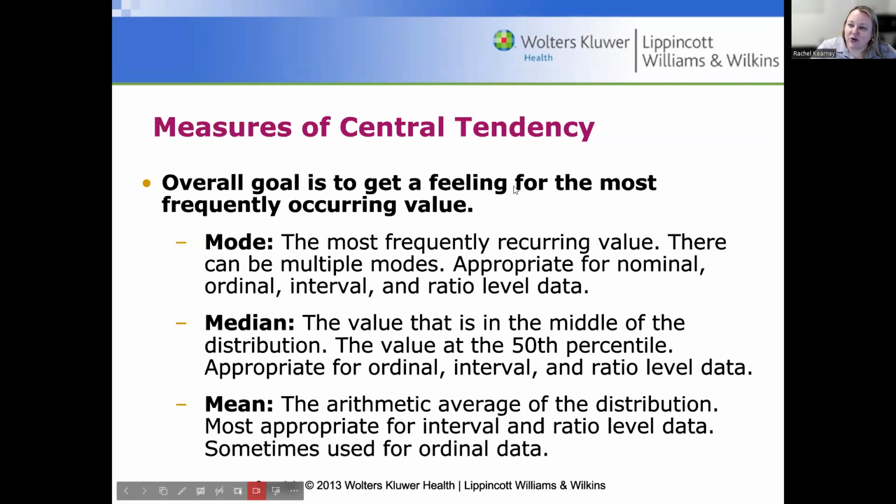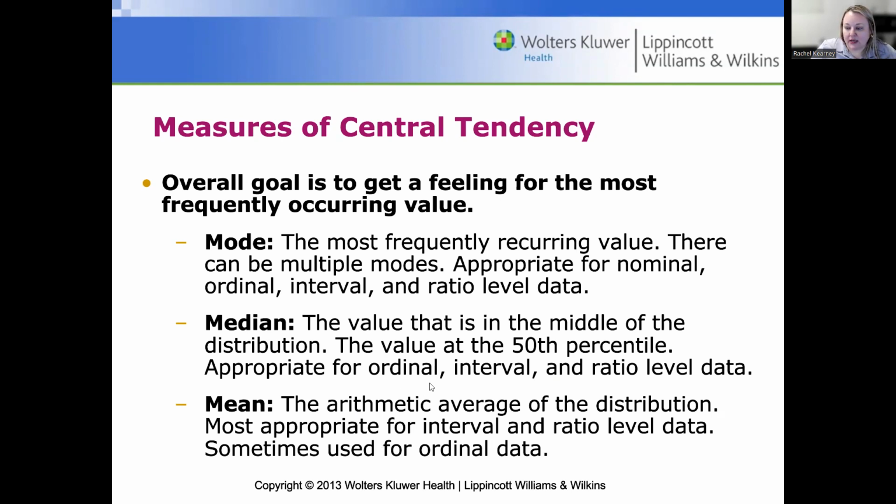Measures of central tendency. Overall, the goal is to get a feeling for what's the most frequently occurring value in your data set. These terms probably are familiar to you. The mode is the most frequently recurring value. So if 7 people chose number 3, and that's the most, that would be our mode, number 3. The median is the value that's in the middle of the distribution, so the value at the 50th percentile. That gives you that middle point. And then the mean is the average of the distribution.